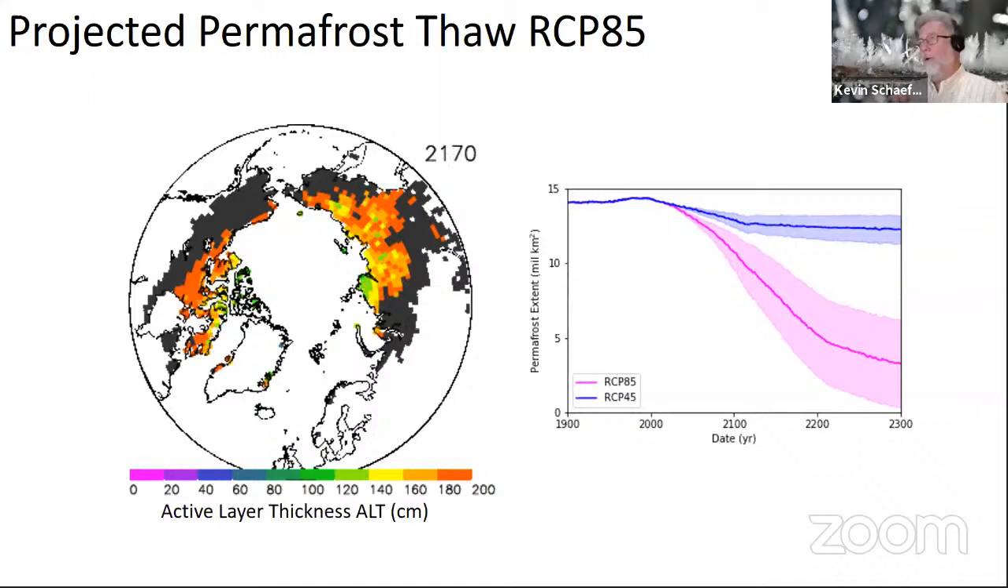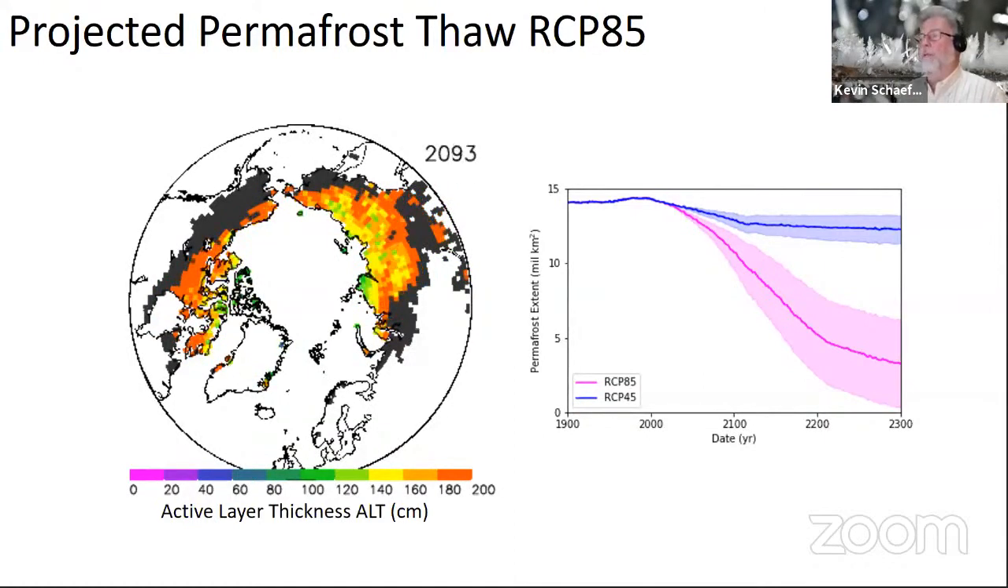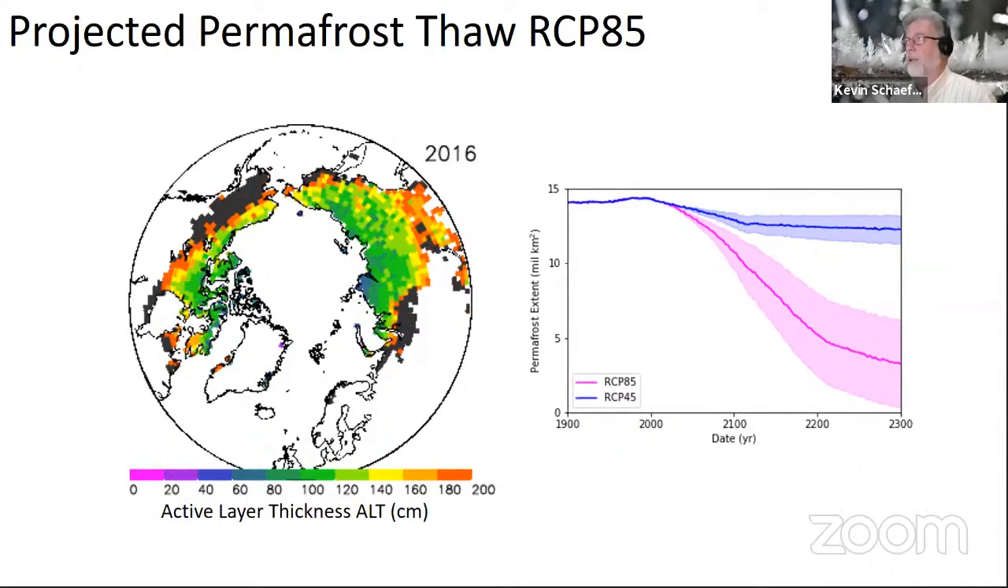And you see it starts out flat. Then for the RCP 45, which is close to the Paris Accord, there's some thawing, then it stabilizes and stays constant. But for the RCP 85, which is the unconstrained burning of fossil fuels, you see a decrease of permafrost. You lose about 85% of all permafrost, pretty much saying it's going to completely thaw out.